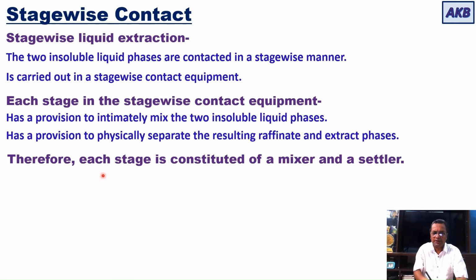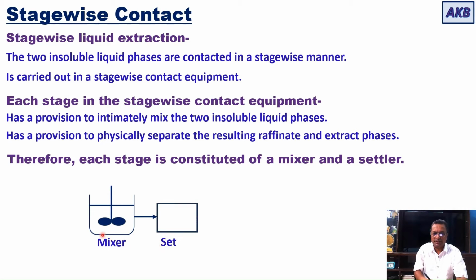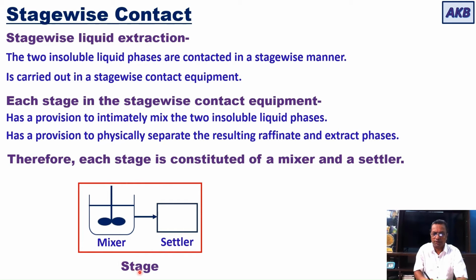Therefore, typically, each stage is constituted of a mixer and a settler. Two devices in combination form one stage. Which are those two devices? One is the mixer and the other one is the settler. You have the mixer, followed by a settler, and this combination of the two devices forms one stage.